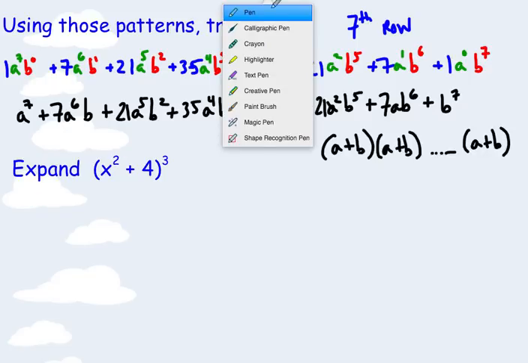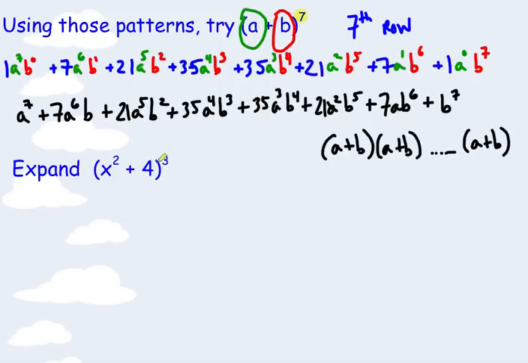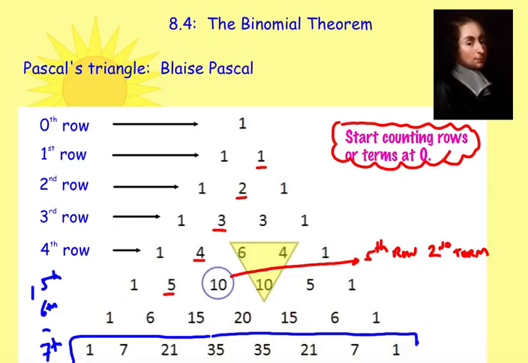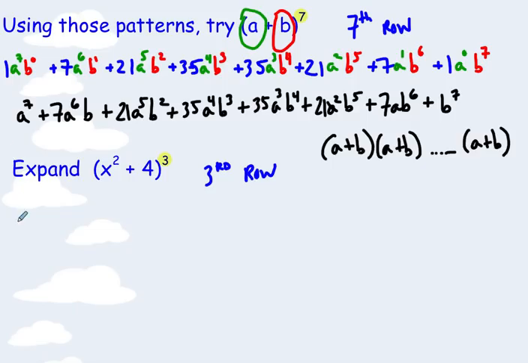Okay, next one we're going to try is this x squared plus 4 to the 3rd. Okay, so again, that 3 represents what row we need. So in this case, we need the 3rd row. So we're going to go back and look at Pascal's triangle. We're going to look at the 3rd row, and those are the coefficients we need. So these are the coefficients we're going to use: 1, 3, 3, 1. So I always just get them written out. 1 plus 3 plus 3 plus 1.